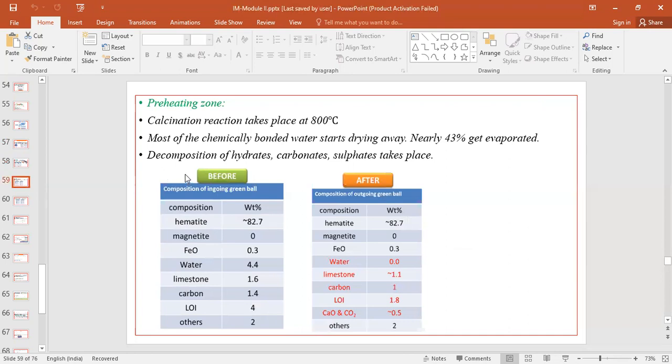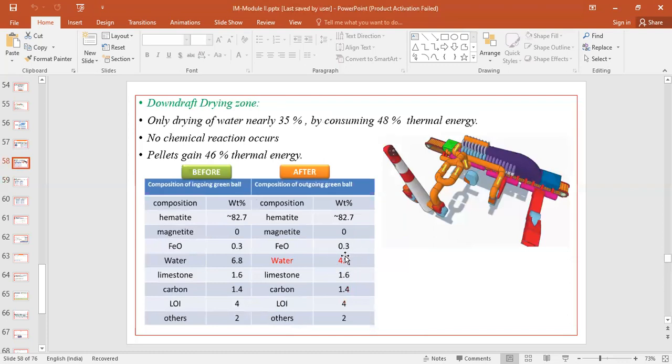Now, once the pellets move to the preheating zone, the temperatures are slightly increased, to approximately 800 degrees centigrade, where calcination basically takes place. That is, the dissociation of carbonates and so on takes place. Most of the chemically bonded water starts drying away. So you can keenly observe the various changes taking place in the pellets. That is your initial, you can see in the previous zone, the 4.4% water content.